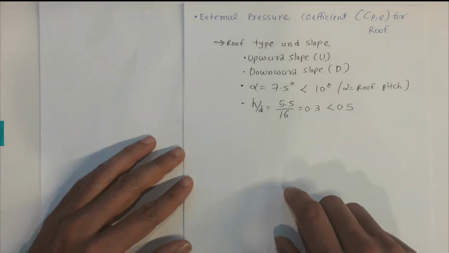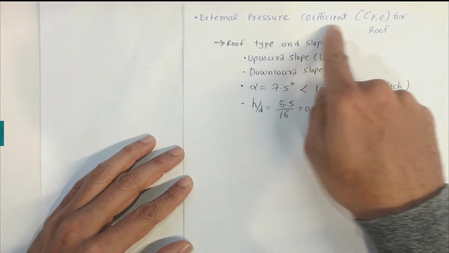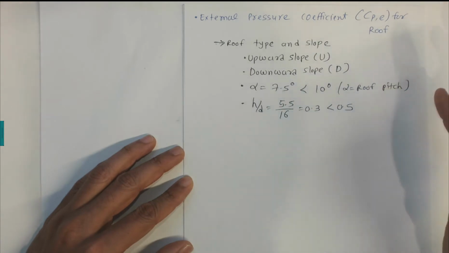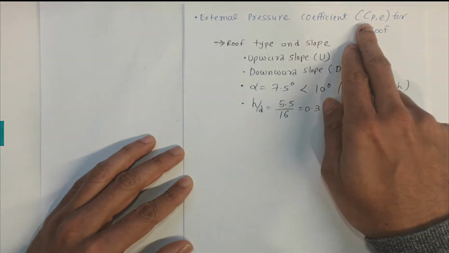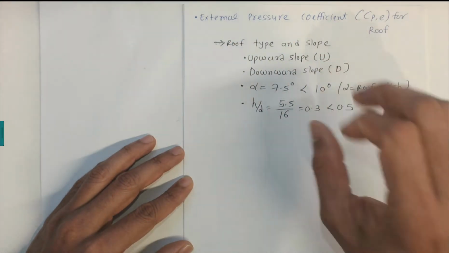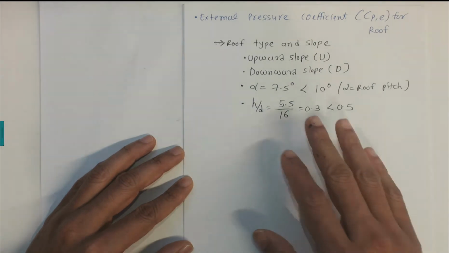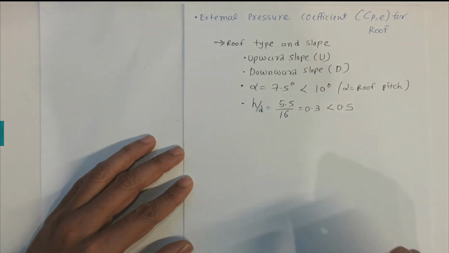Continue straight from the previous video. Now we are looking at the external pressure coefficient for the roof. In the previous video we found the external pressure coefficient for the windward wall and leeward wall. Now we are looking for the external coefficient for the case of the roof.